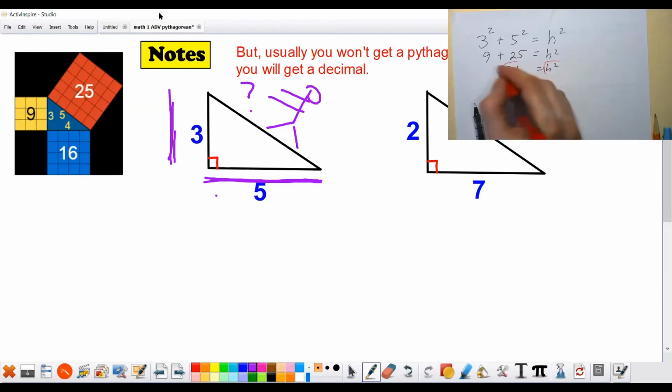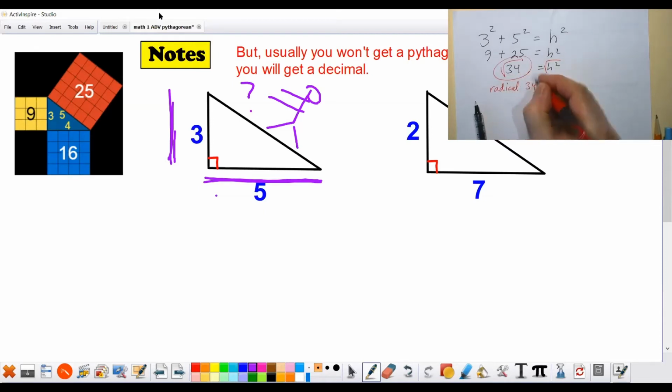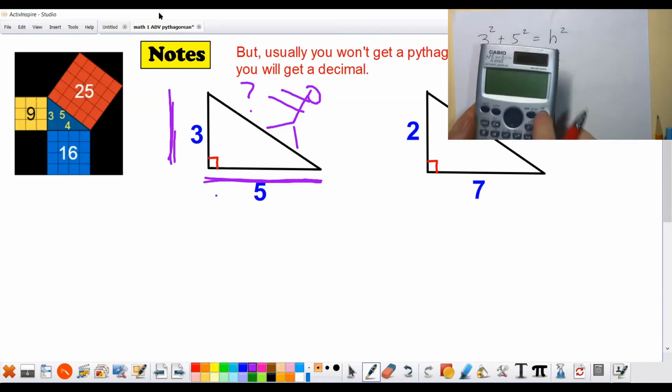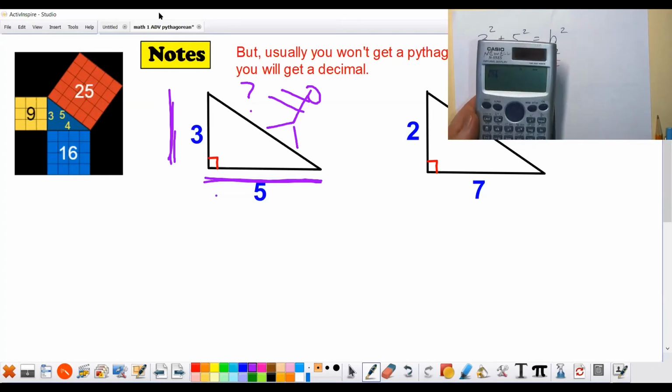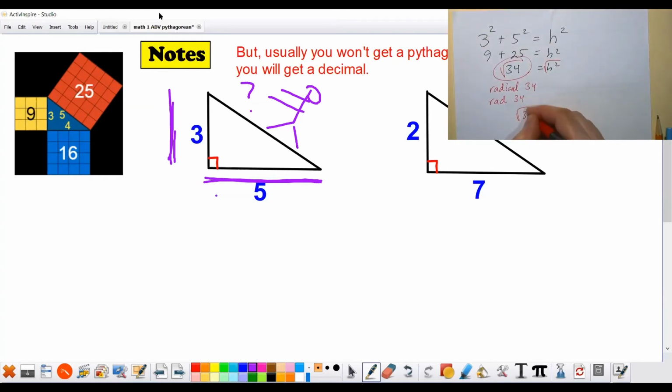Sometimes, if I didn't have a calculator, I would just leave it and say it's the square root of 34, or some people say radical 34 instead of saying square root. Some people even say rad 34 for short. I could put it in my calculator and ask, what times what is 34? Now, I know the square root of 36 is 6, and this is a little bit smaller, so I'm guessing 34 is like 5 something.